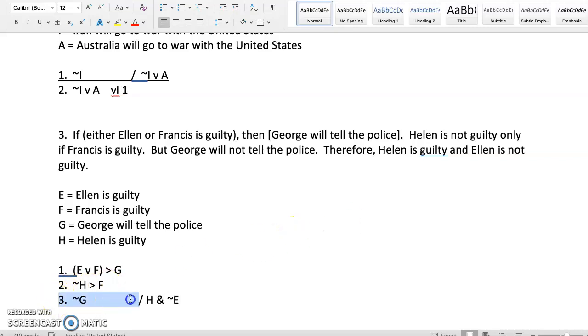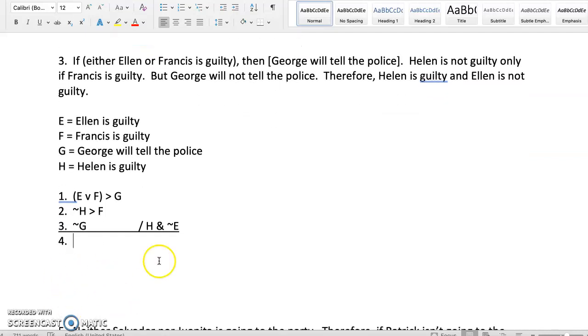All right, so that's our argument. Again, I'll put a line underneath it to distinguish the premises from the rest of the derivation. Okay, so now when you're doing derivations, you should always work in both directions. Work from the premises, apply whatever rules you can apply, but also keep an eye on your conclusion. Where am I trying to get to? So I'm trying to get to H, I'm trying to get to not E. If I get both those separate, I can use a conjunction introduction rule to put them together.